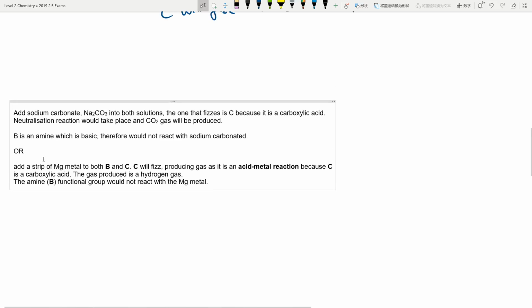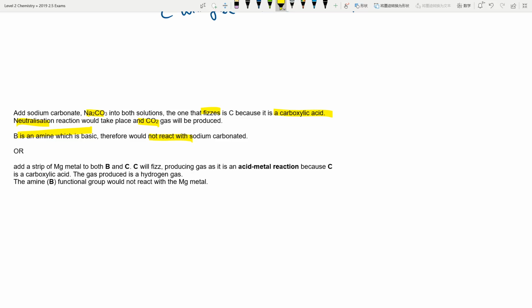So if you talk about, again, any carbonate, so this is sodium carbonate, you can use any carbonate, you don't have to use sodium carbonate, and then it fizzes because it's a carboxylic acid, a neutralization reaction, you make CO2. And B is an amine, therefore it wouldn't react.